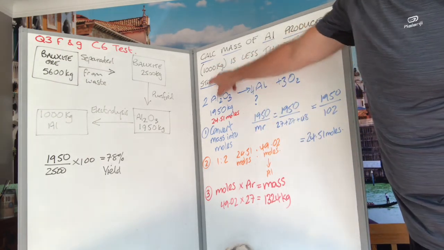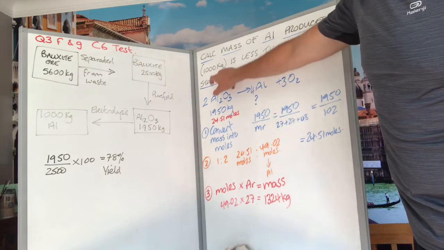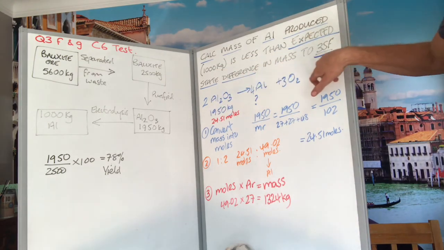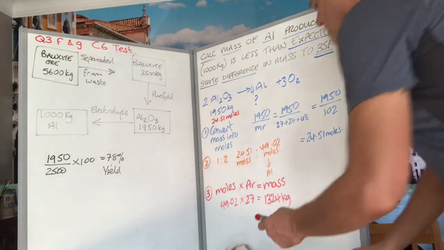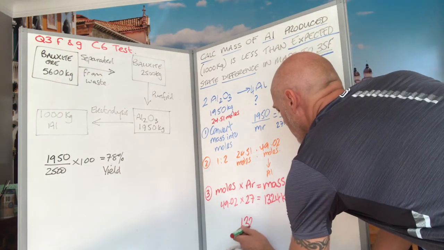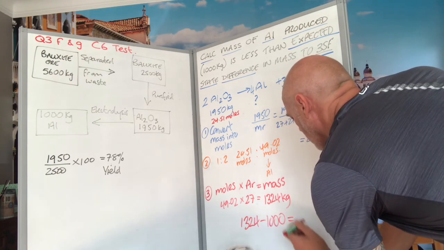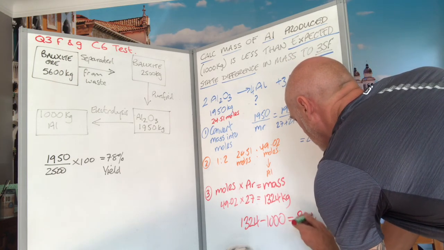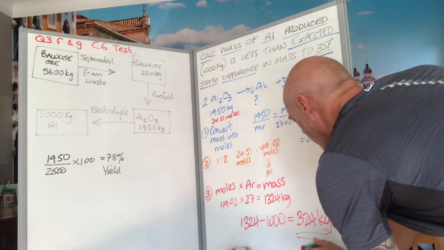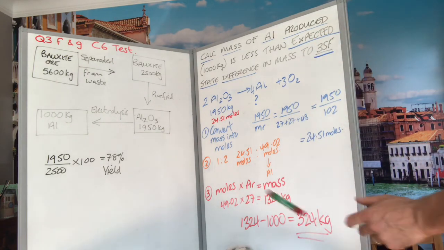That's the actual mass, okay? So they want to know, state the difference in the mass of 3 significant figures. So it's going to be 1324 subtract 1000, which equals 324 kilograms. You're done.